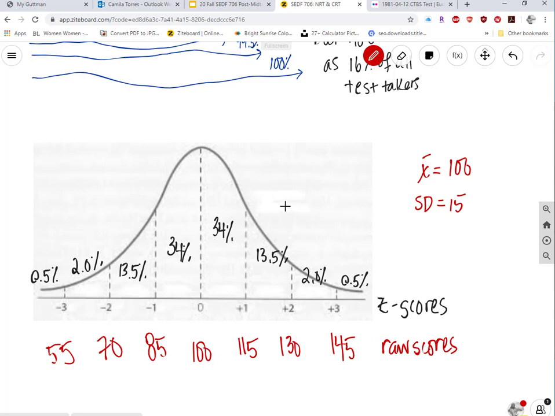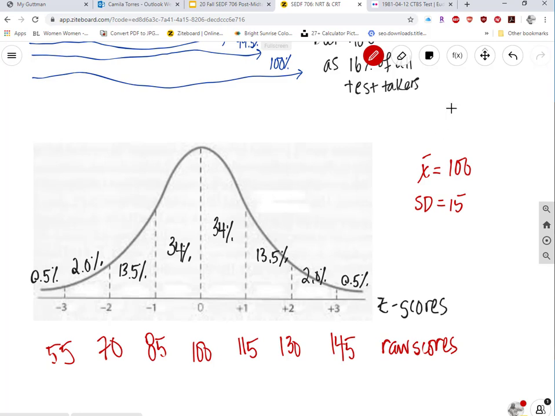So the nice thing about z-scores is you don't need any prior experience or knowledge of the mean and standard deviation in order to be able to discuss how well the students did relative to the rest of the group.